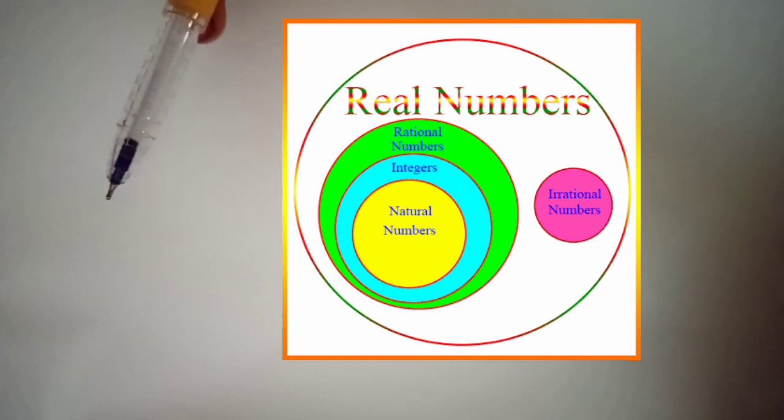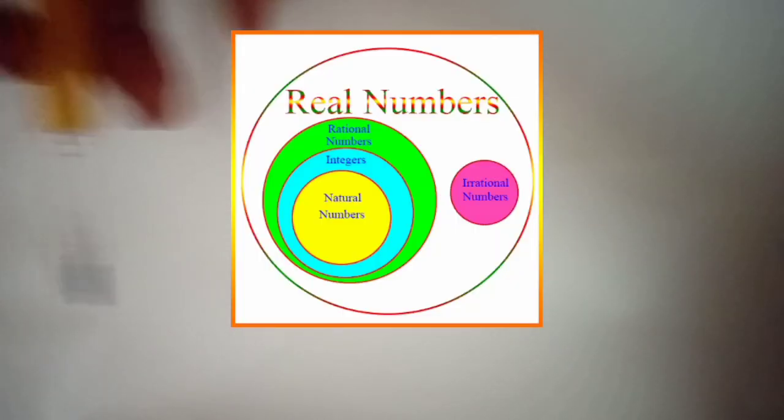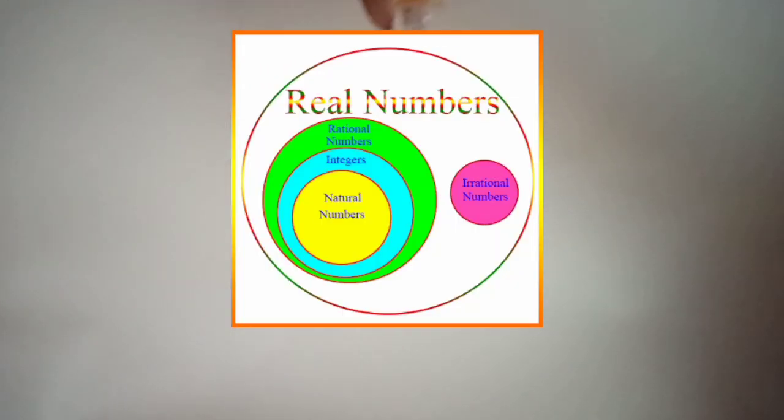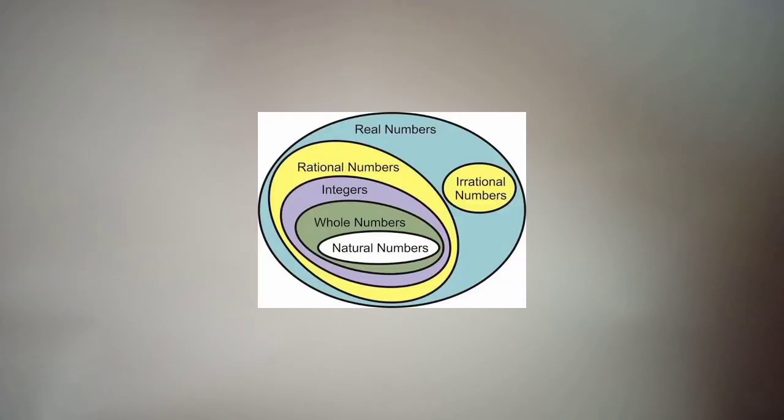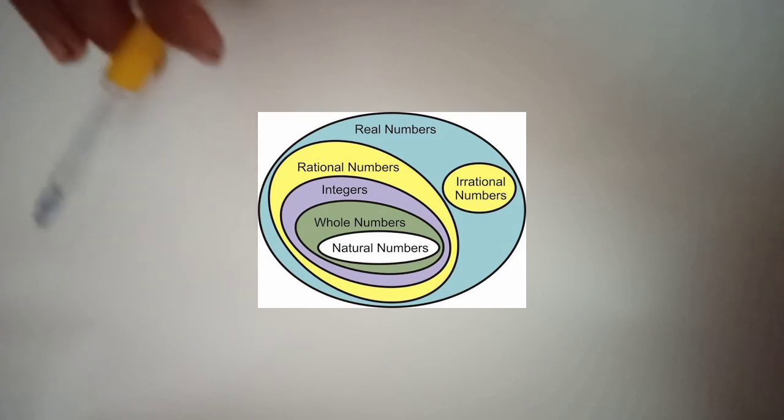So what is a real number? Real numbers are the points on the line that consist of both rational and irrational numbers. And we will introduce the real number system briefly in my next video.